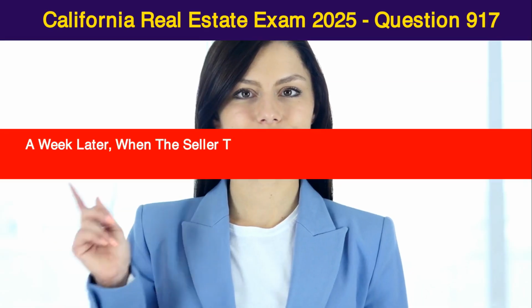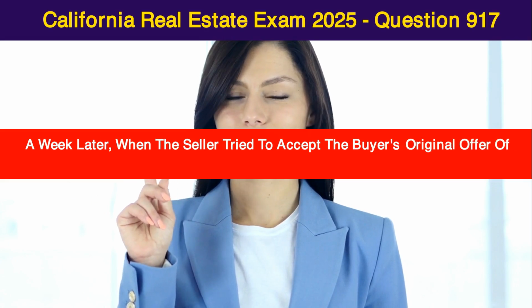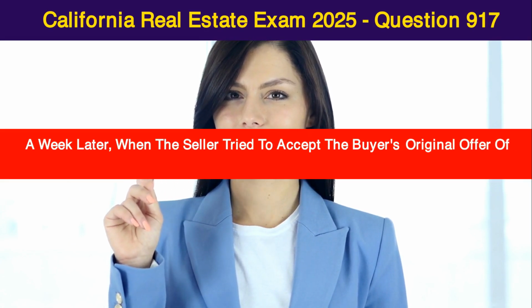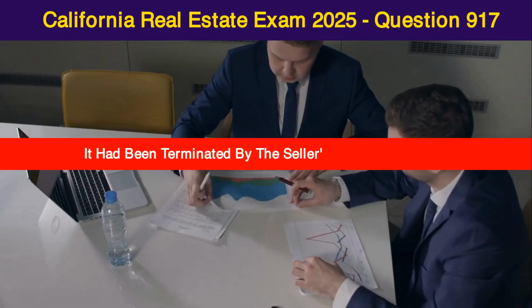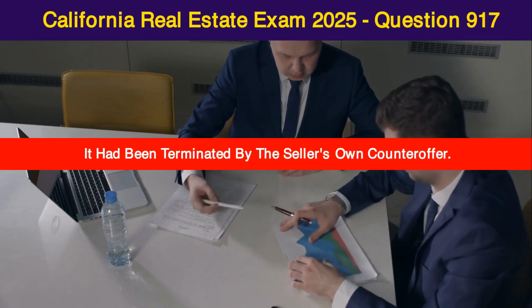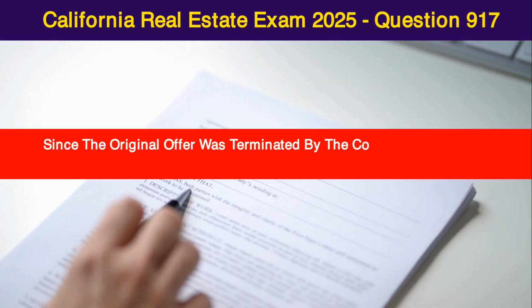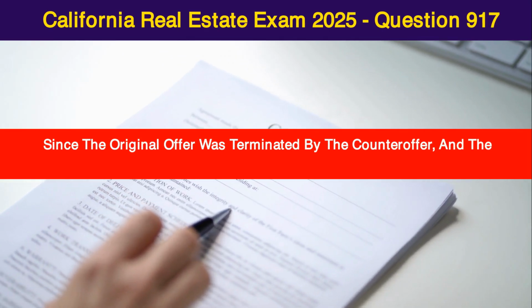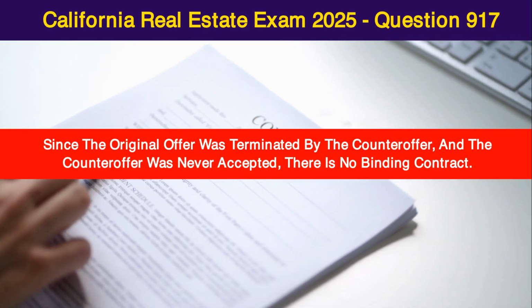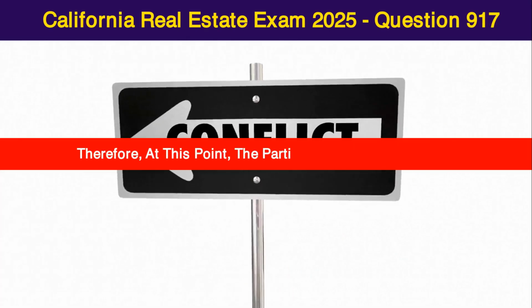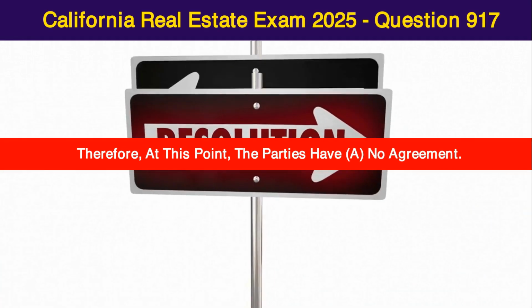A week later, when the seller tried to accept the buyer's original offer of $900,000, that offer no longer existed. It had been terminated by the seller's own counteroffer. Since the original offer was terminated by the counteroffer, and the counteroffer was never accepted, there is no binding contract. Therefore, at this point, the parties have A. No agreement.